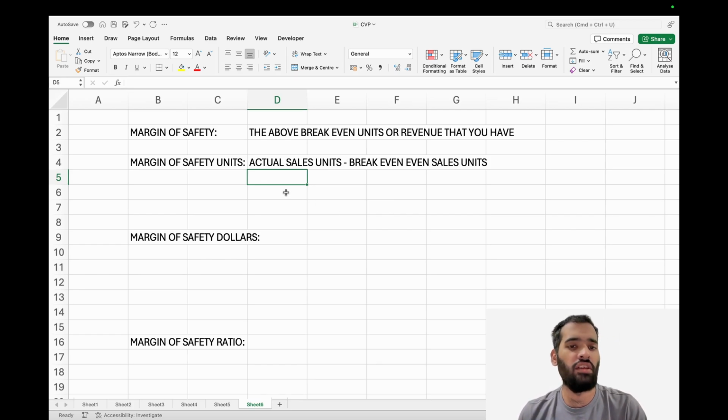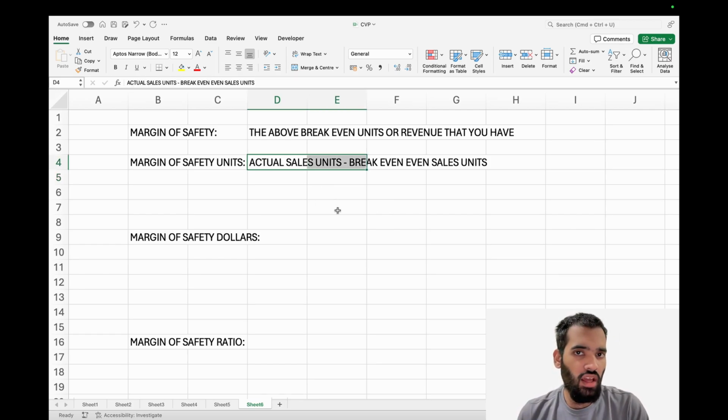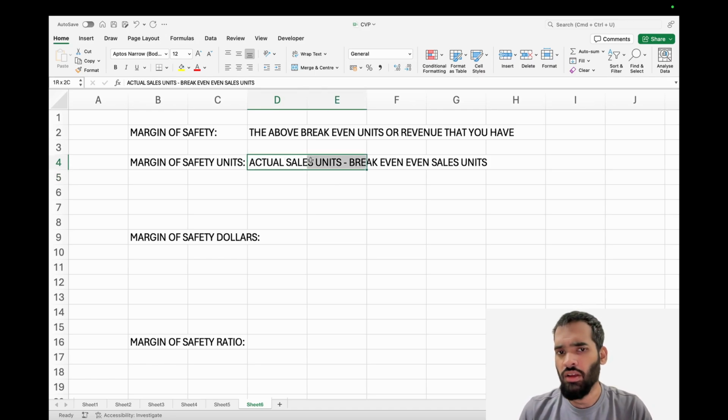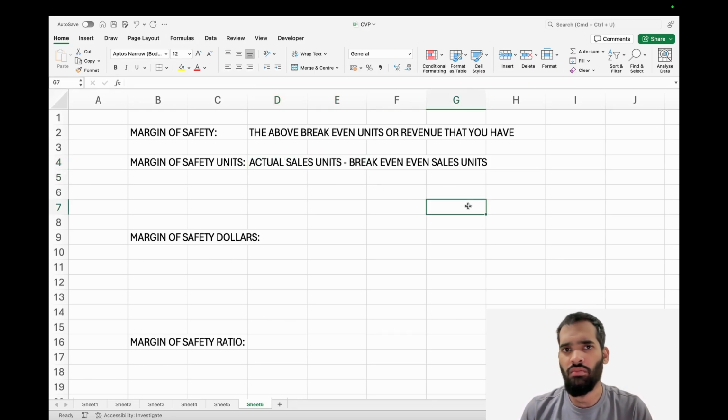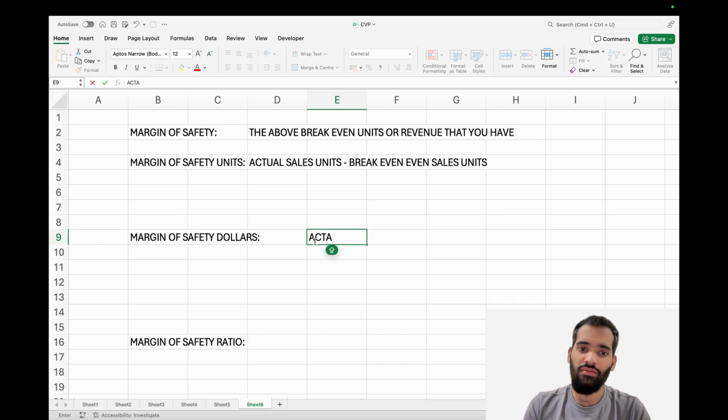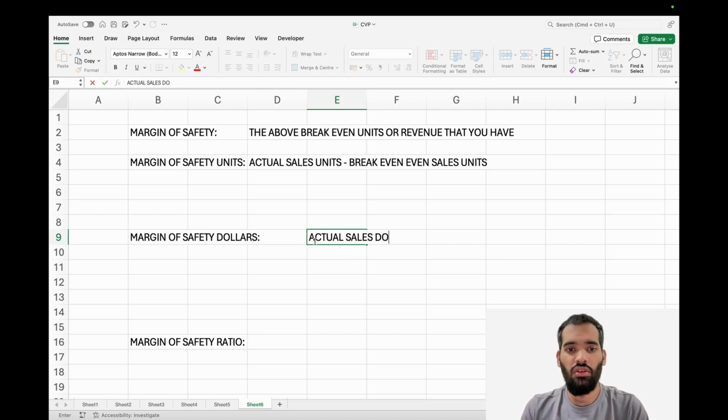And just to make something clear, sometimes actual data is not given, budgeted data is given. Budgeted means our estimated, planned data for that accounting period. Then you select the budgeted data: budgeted sales minus the break even sales, just to keep that clear. Margin of safety in dollars, similarly, we'll say actual sales dollars minus break even in dollars.